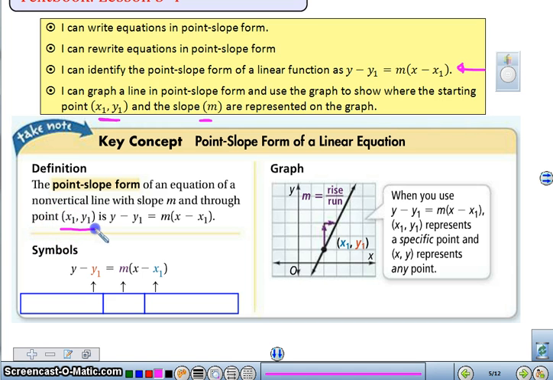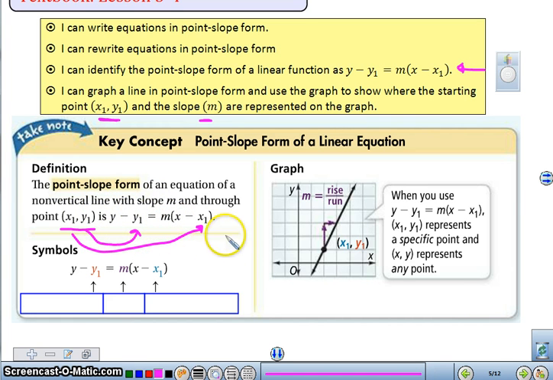When you have a point (x1, y1), you're always going to have y minus whatever your y1 is, equals m times x minus x1. This is called point slope form because you start with a point and you're usually given your slope.